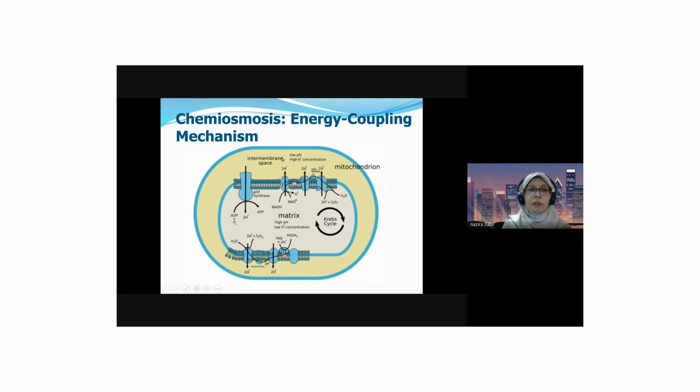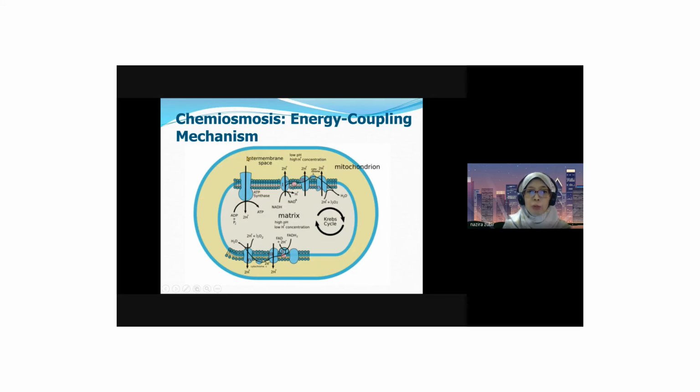So because of the high concentration of hydrogen ions at the intermembrane space compared to the matrix, there's a concentration gradient that will also create the proton motive force. The hydrogen ions need to go back to the matrix, but since the membrane is impermeable, it cannot allow the hydrogen ions to move straight from the intermembrane space to the matrix. They need to go through a special pump, which is known as ATP synthase.